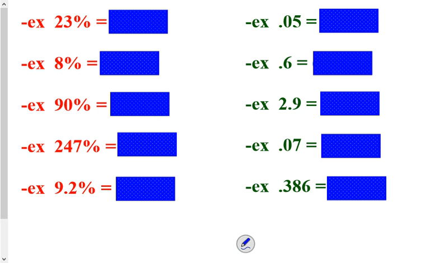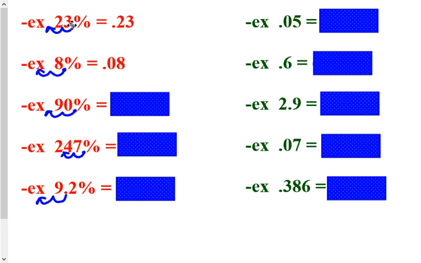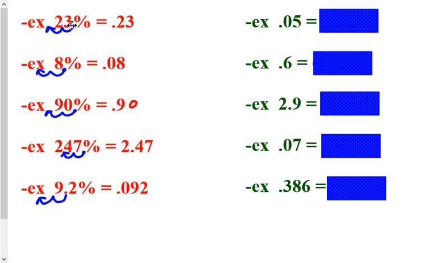All right, again, it's all about moving those decimals. So 1, 2. It moves 2 places to the left to change a percent to a decimal. So my decimals here are going to be 23/100ths, 8/100ths, 9/10ths, which is the same as 90/100ths. So if I had that 0 after it, that would be okay too. 2 and 47/100ths, and 92 thousandths.